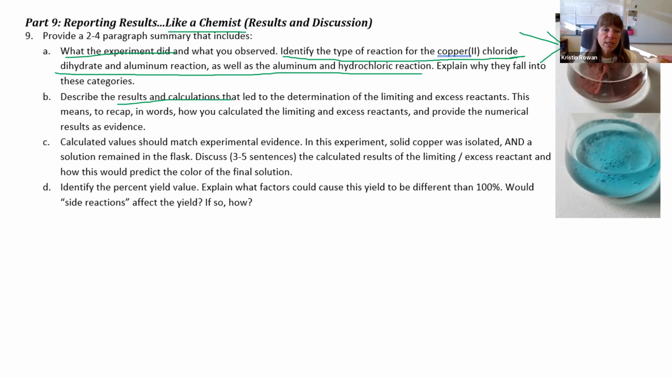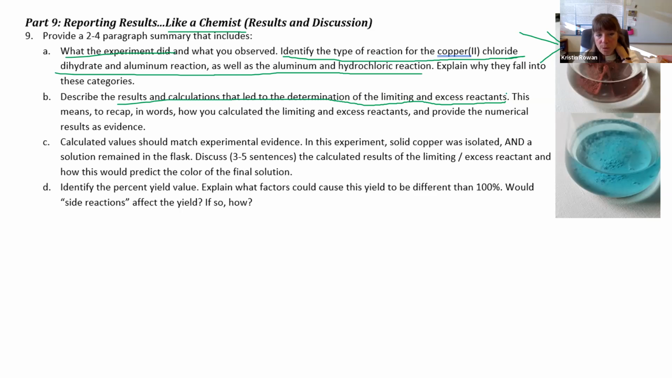Describe the results and calculations that led to the determination of the limiting and excess reactants. So if I asked you, how did you do that? You might say, so many grams of copper 2 chloride dihydrate was found from the quiz, and so was the aluminum. I converted both of these to moles, compared them, saw which was the limiting and which was the excess, and state those results. You might want to even pop in that table and show that. Recap in words how you calculated, because the more you recap something, the more you learn it, and the more you learn how to think mathematically.